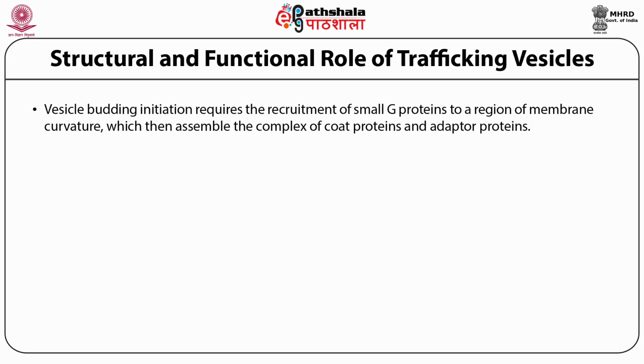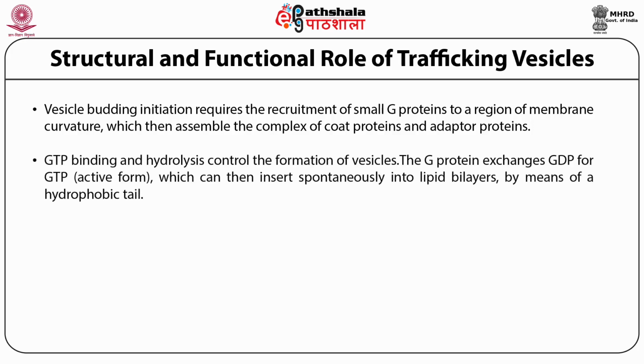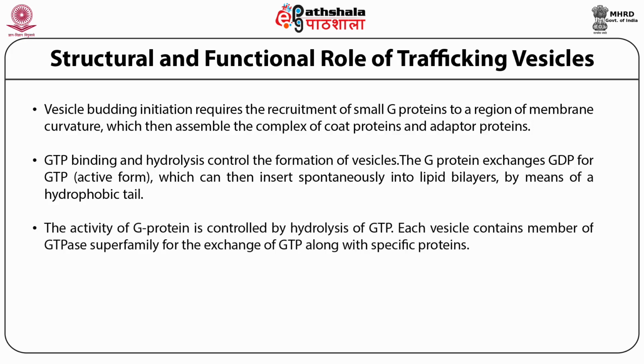Vesicle budding initiation requires the recruitment of small G proteins to a region of membrane curvature, which then assemble the complex of core proteins and adapter proteins. GTP binding and hydrolysis control the formation of the vesicles. The G protein exchanges GDP for GTP, which is an active form, which can then insert spontaneously into lipid bilayers by means of a hydrophobic tail. The activity of G protein is controlled by the hydrolysis of GTP.